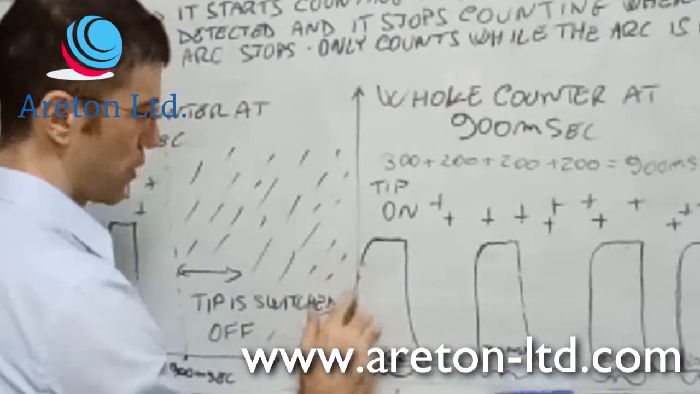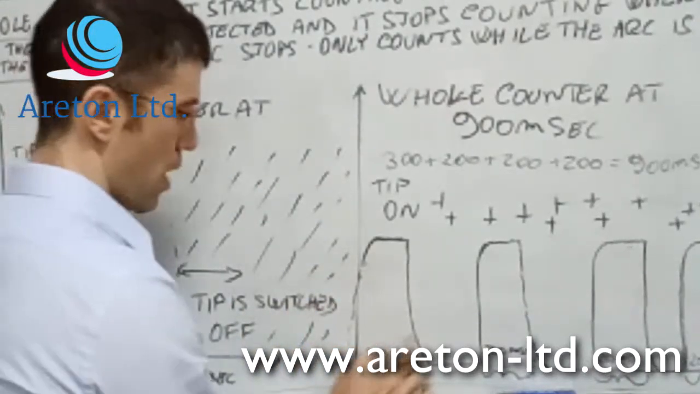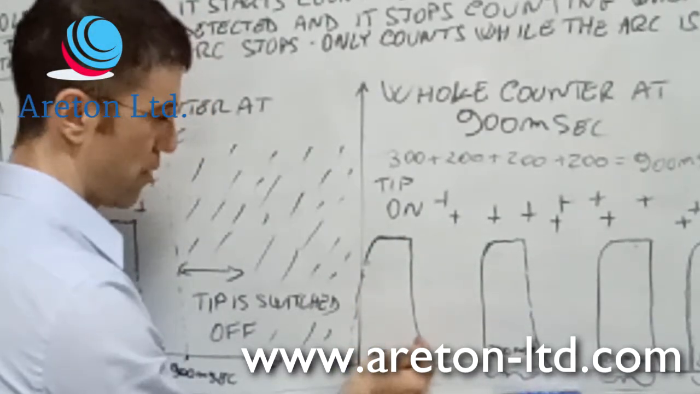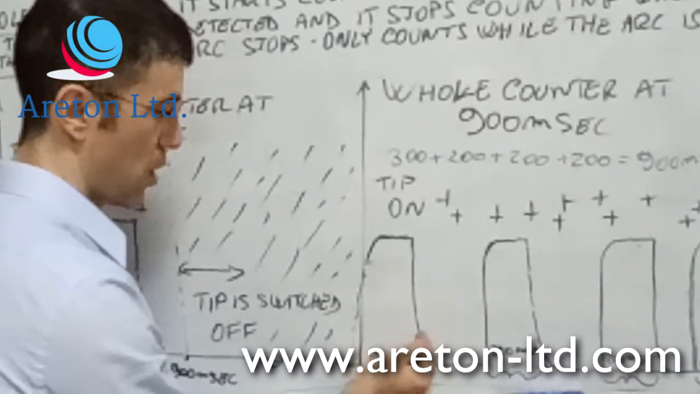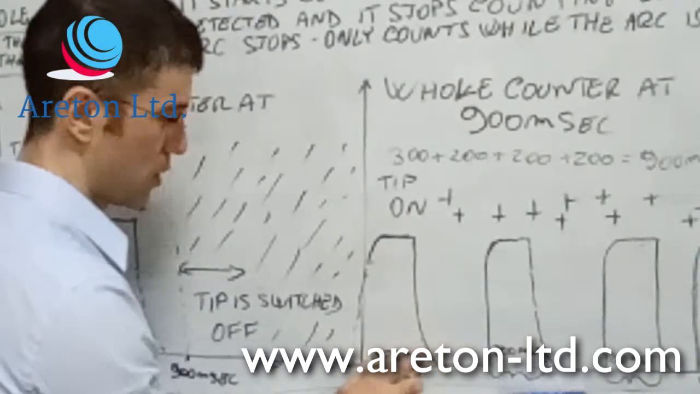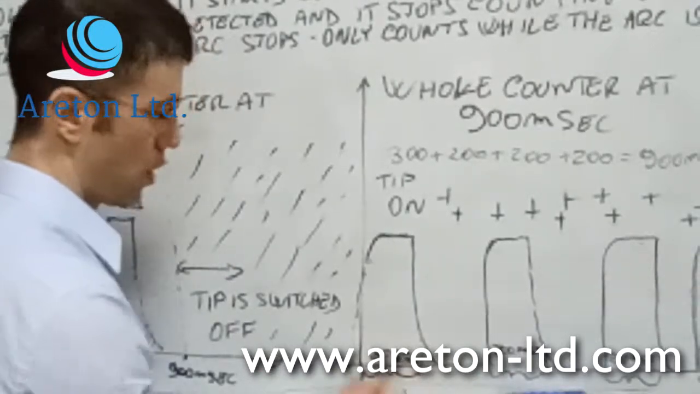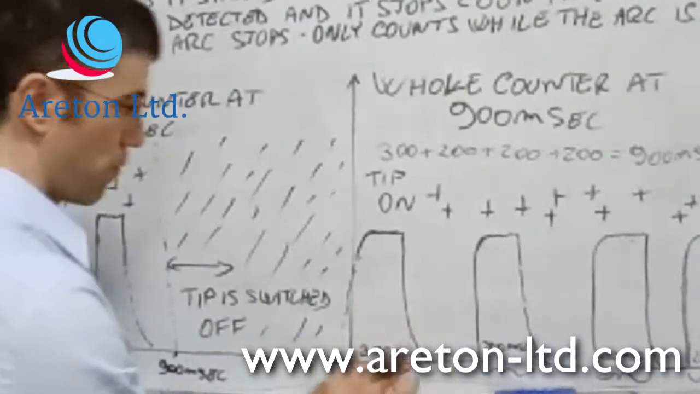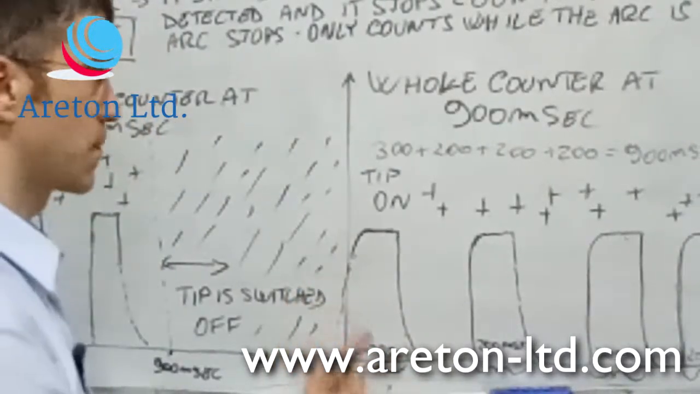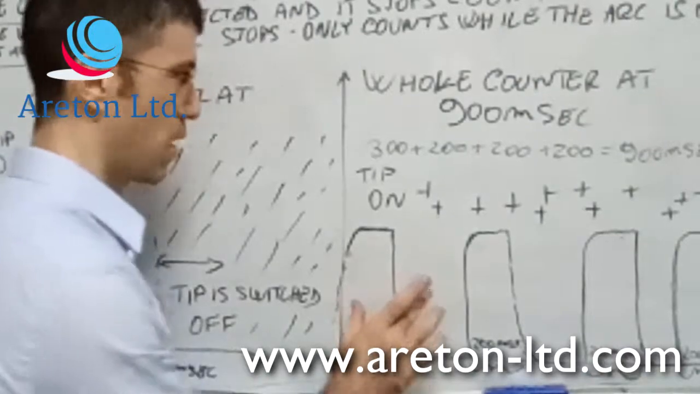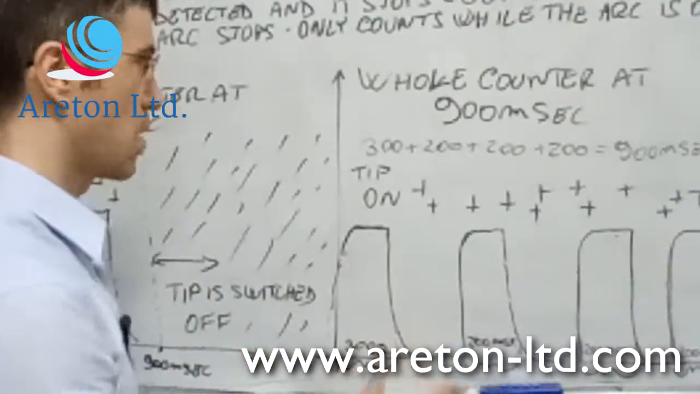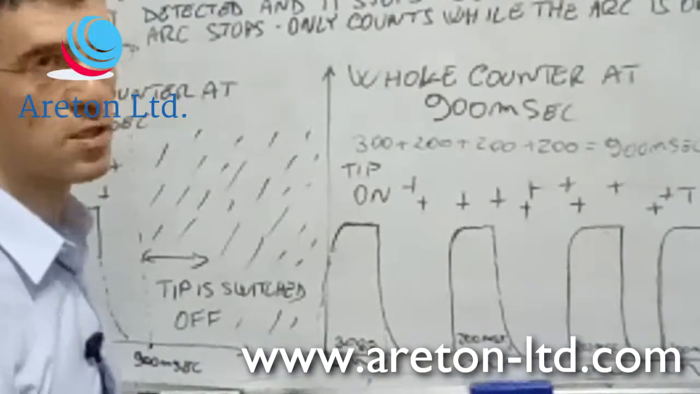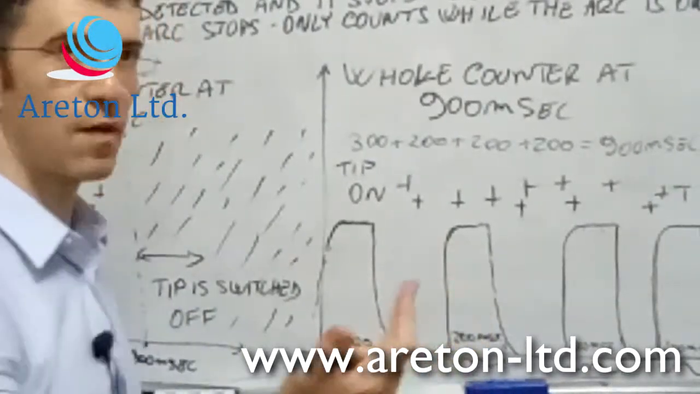So for example, here it detects the arc, and then here, once the exponential decay has reached this level, it's only able to detect the arc is switched off here. Say for example, it counts 300 milliseconds. It says, okay, I counted 300 milliseconds, but I need to reach 900 milliseconds. There's still 600 milliseconds missing.